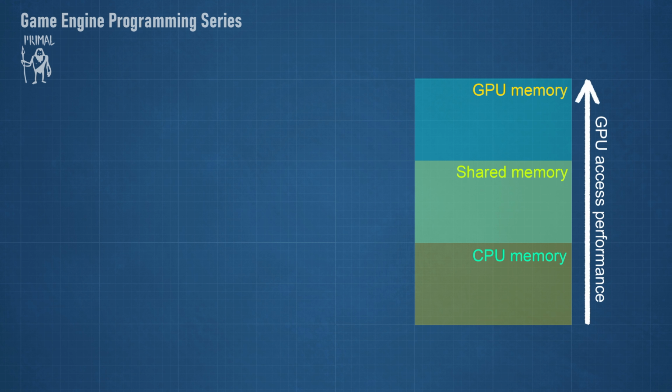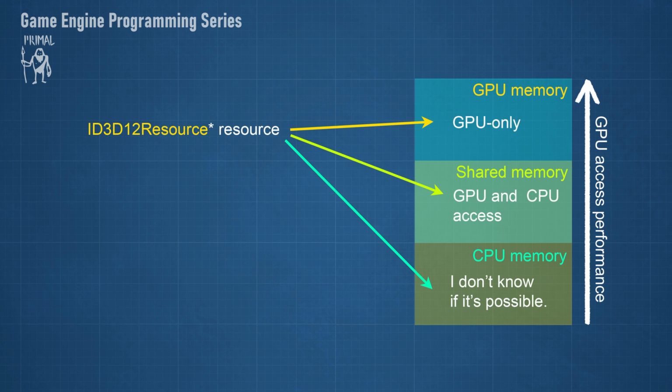From the GPU's point of view, the GPU dedicated memory, which is often located close to the GPU, is the fastest to access. Shared memory is sometimes just a virtual memory mapping from the system memory to GPU address space and is therefore significantly slower for the GPU. When we create a resource, it will be created in one of these regions, although I'm not sure if a resource can be created directly in the system memory.